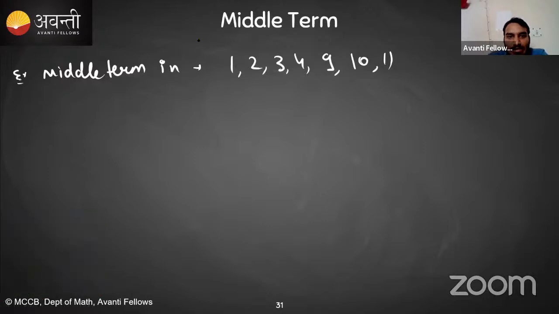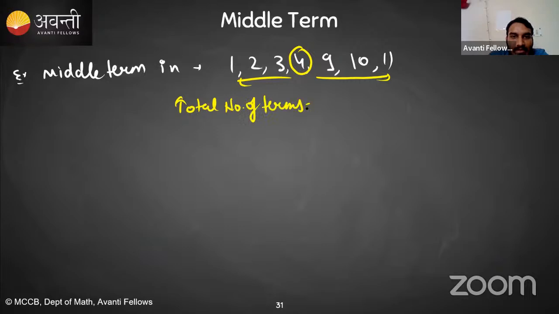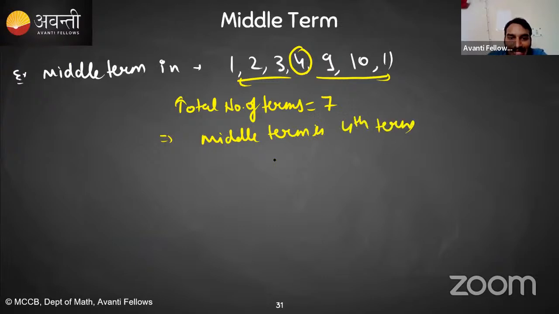Yes, very good, JNV Changlang. It is 4, right? It is in the middle because there are 3 terms in front of 4 and 3 terms behind 4. Yes, very good, Shiva. So how are you finding this middle term? You will say the total number of terms is 7, right? It implies the middle term is the 4th term, which can be given as (7 plus 1) by 2th term, right? Is that clear?